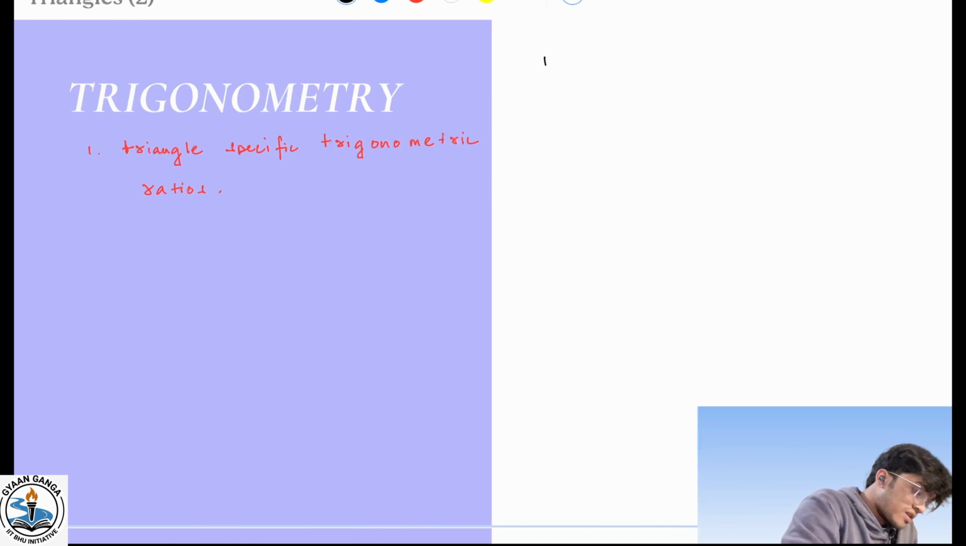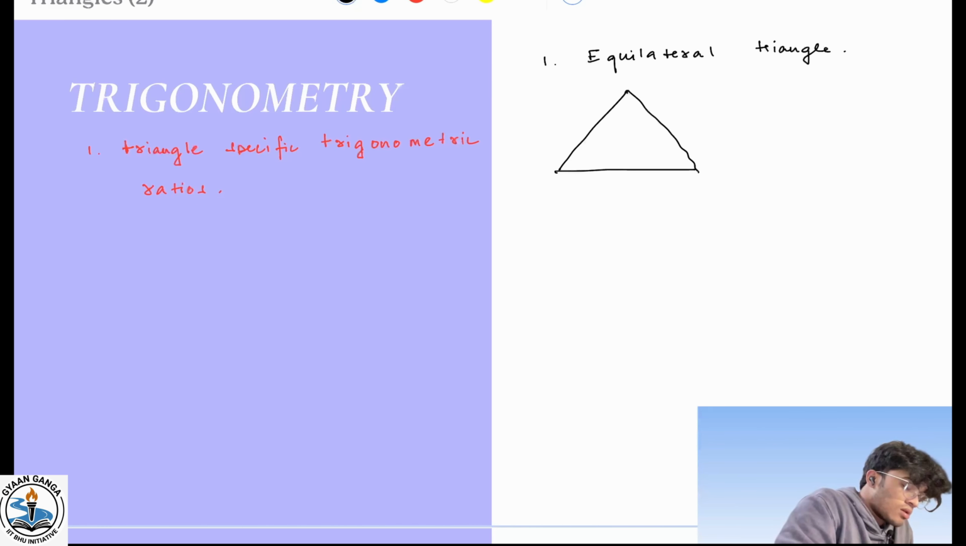Now the first basic type of triangle is an equilateral triangle. An equilateral triangle is one wherein all the sides are of equal length. That is, if we denote this equilateral triangle by ABC, then the side opposite to angle A is denoted as A, and all the sides are equal to this value. So all the three sides are A. In such a triangle, the angles are equal as well, and they are equal to 60 degree.